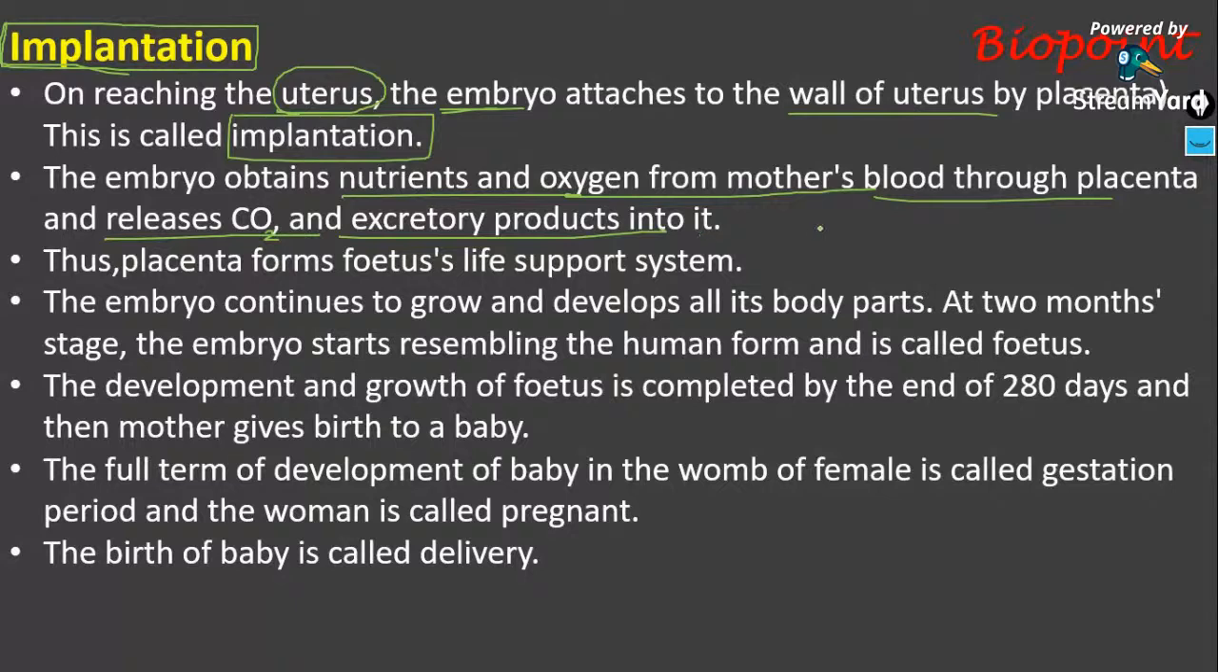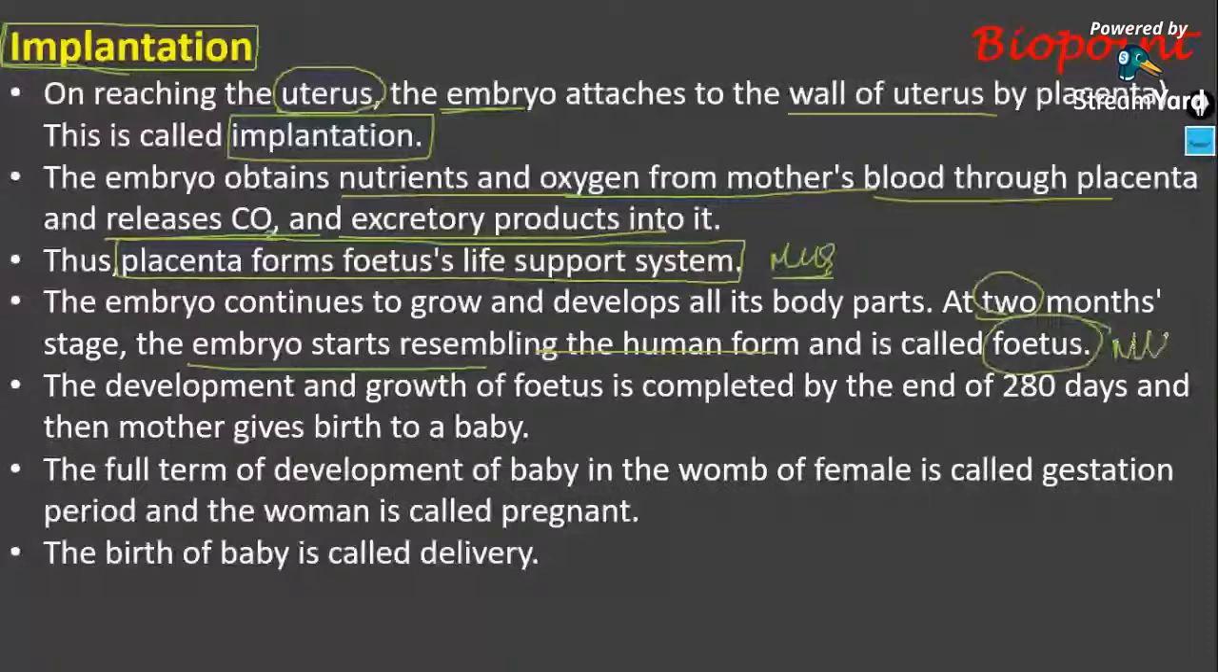Okay, everyone. So very important statement in MCQ, assertion-reason question: placenta forms a fetus life. It supports the system. Supporting the life system of a fetus is done by the placenta. Clear? So at the stage, that is at 2 months, the embryo starts resembling the human form, which is referred to as human fetus. Previous year MCQ question for NEET examination: the condition at which the embryo starts resembling the human form is called fetus.